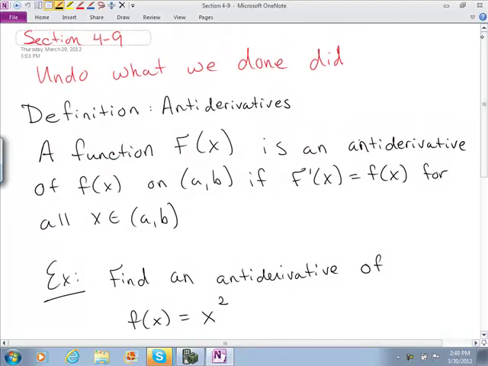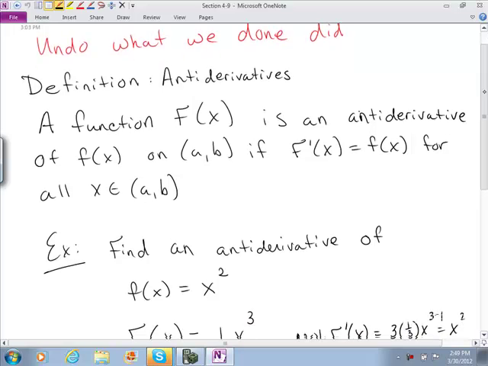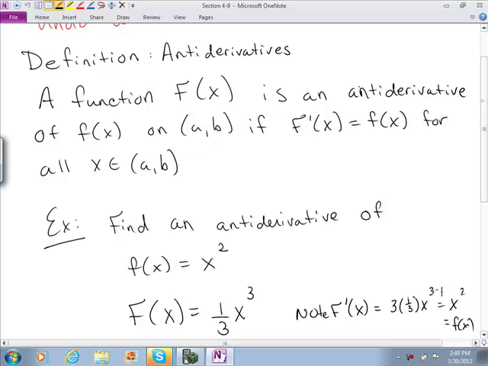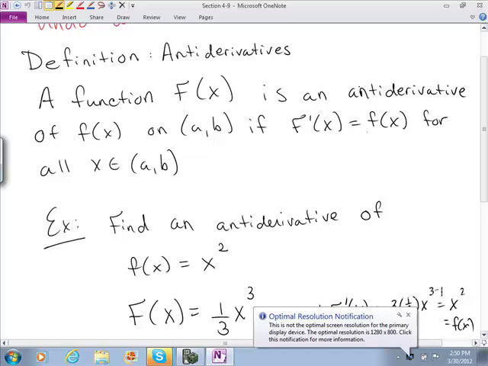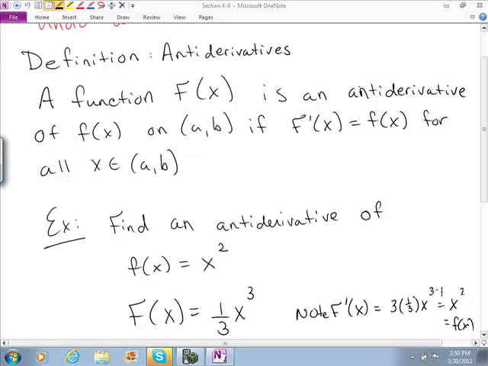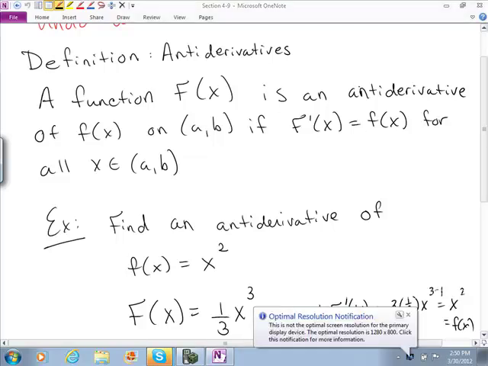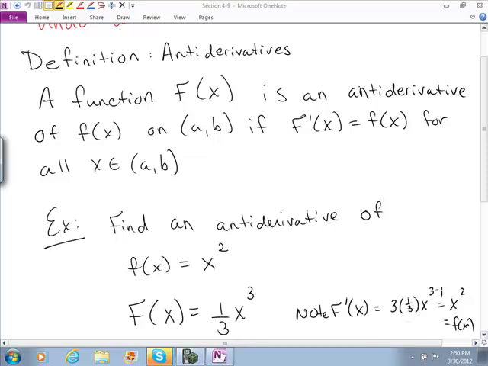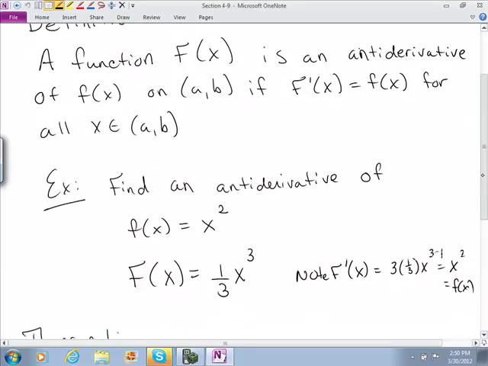Okay, we're going to quickly look at section 4.9 where we're undoing what we did. And we have this idea of the antiderivative, which is a function, big F of x, that will be an antiderivative of another function, which we call little f of x, on the interval, if when you take the derivative of the big function, you get the little function. So you're going to be saying to yourself, what function has the function that I'm looking at as the derivative? And that will be called the antiderivative.